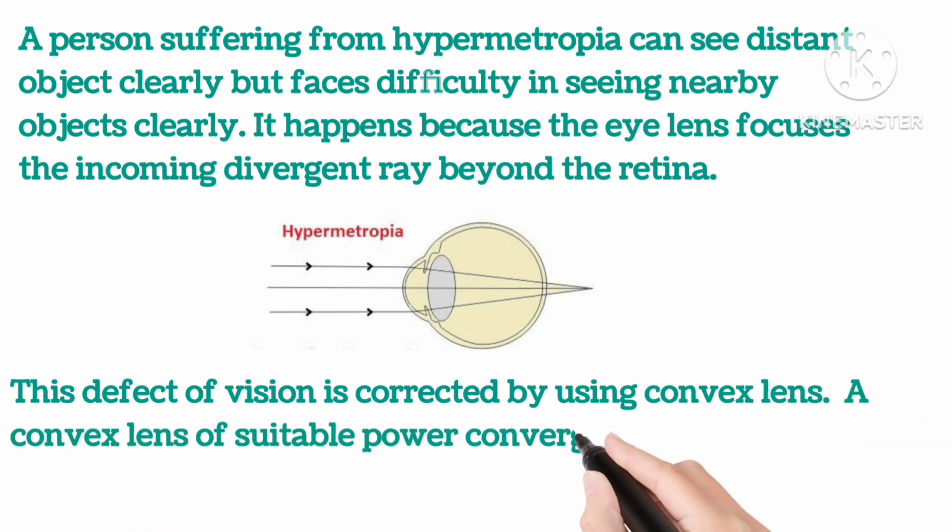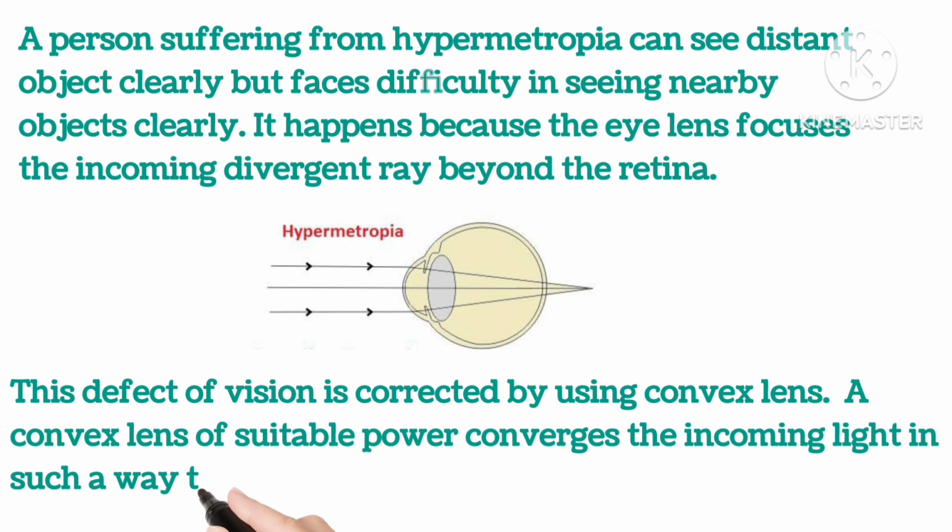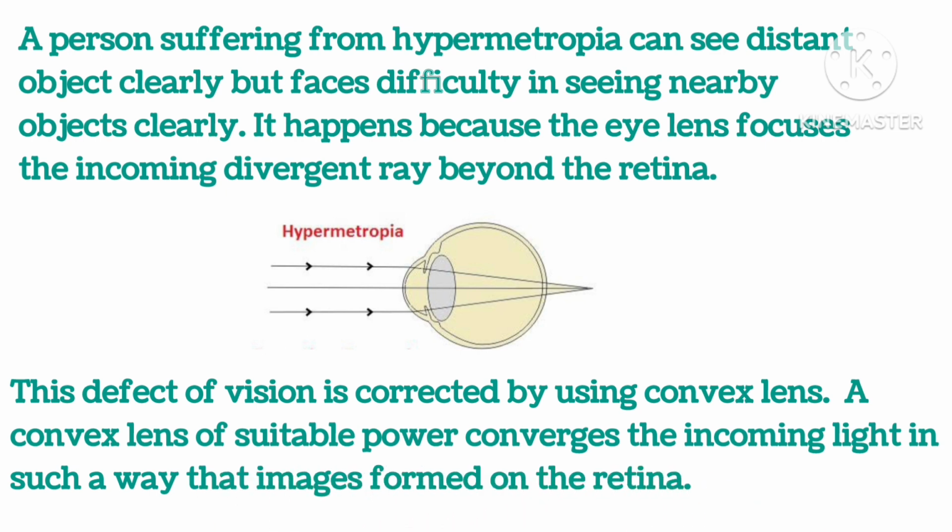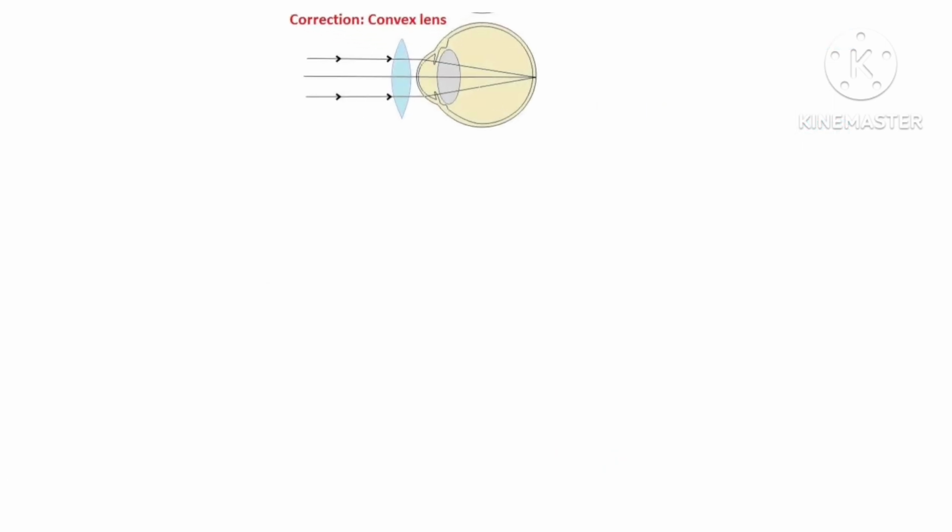A convex lens of suitable power converges the incoming light in such a way that the image is formed on the retina, as shown here in this picture.